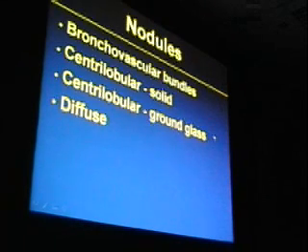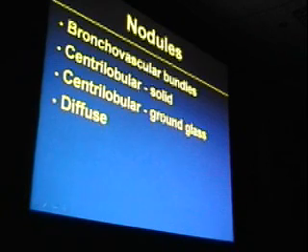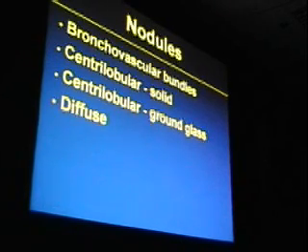When I see nodules on CT, I find it helpful to try to break up the differential diagnosis by appearance and distribution. There are those nodules that tend to cluster along bronchovascular bundles, those that occur within the center of the secondary lobule, centrilobular nodules, which may be either solid or ground glass attenuation, and my differential is a little bit different depending upon which it is, and then nodules that occur diffusely throughout the lung.